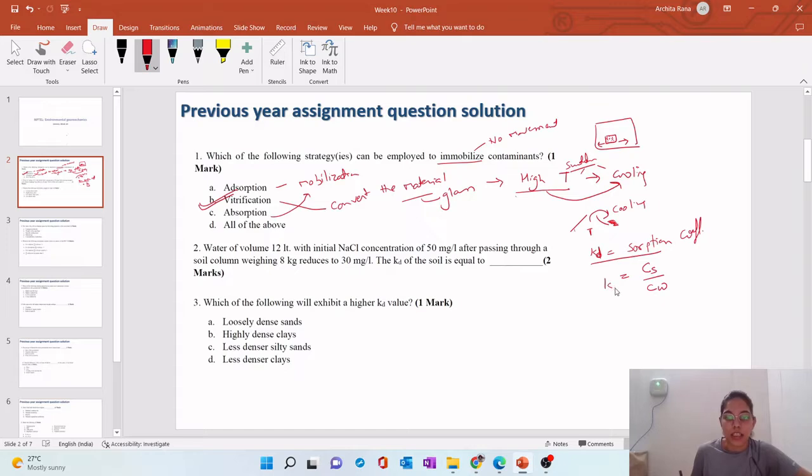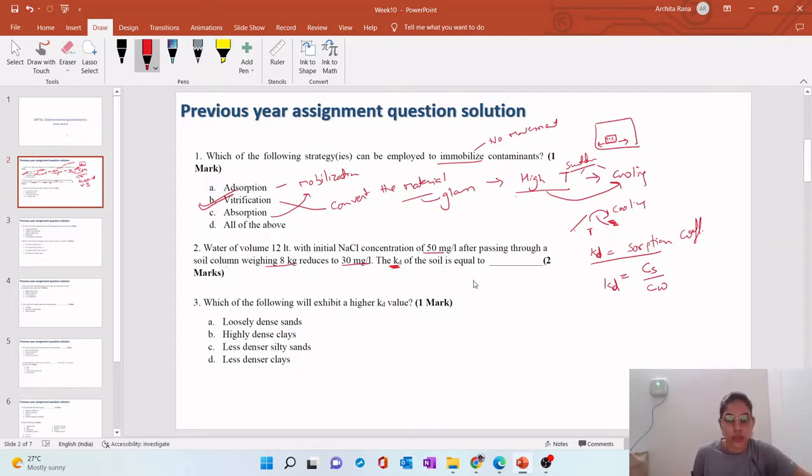It means that if there is a solute, in this case water of around 12 liters, that has an initial concentration of NaCl of about 50 mg, but once it passes through the soil column, which has a weight of 8 kg, the NaCl concentration reduces to 30 mg. And now we have to determine how much NaCl is sorbed by the soil. So CS is the solute which is sorbed by the soil.